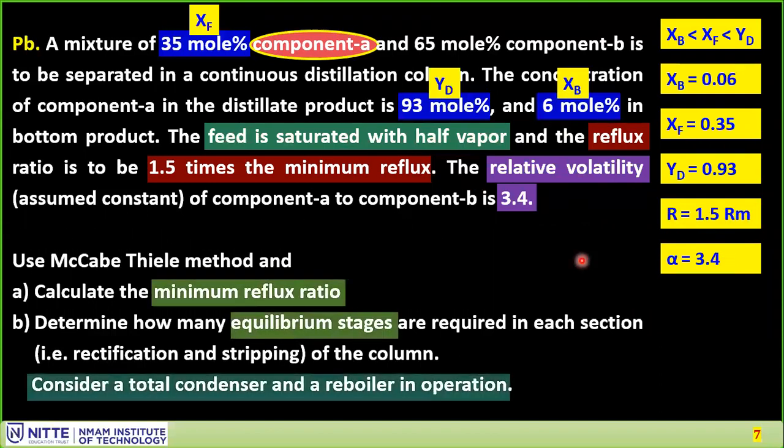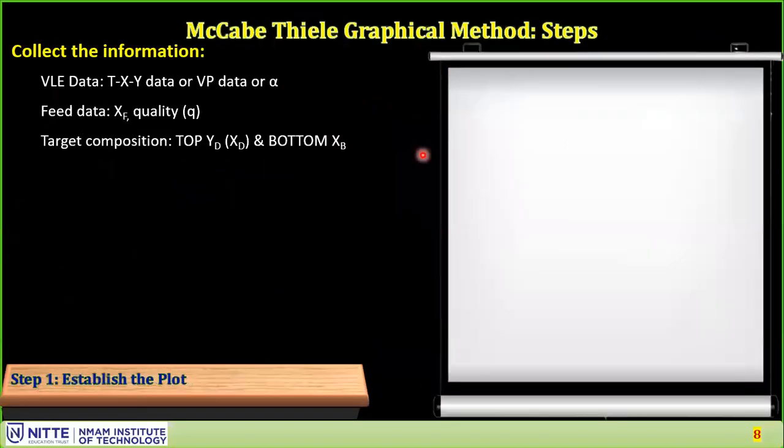So some more information. The questions that you need to address are: how much is the minimum reflux ratio, and how many equilibrium stages are there? And one more piece of information is given to us: consider a total condenser and a reboiler in the operation. So this is the information that is available to us. With respect to this, let us solve the problem.